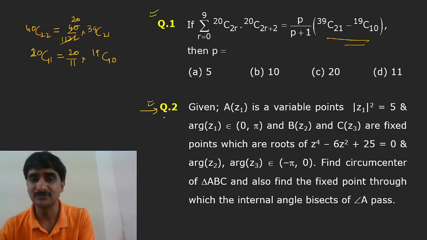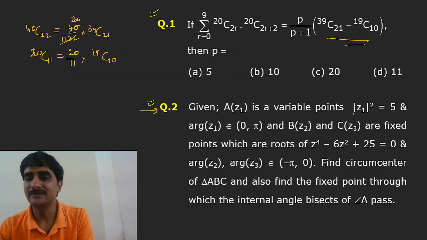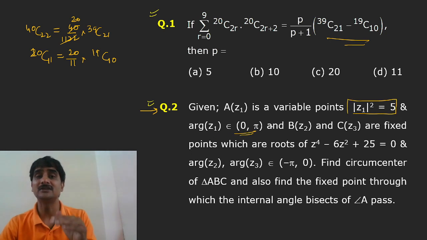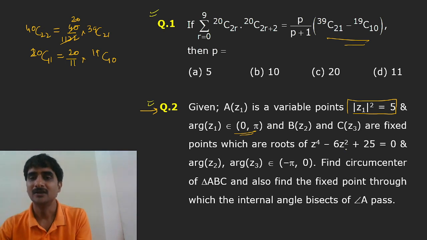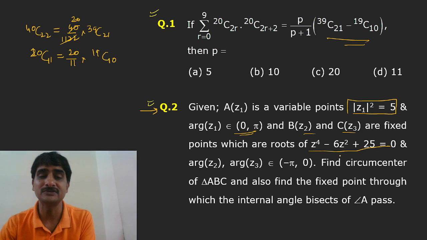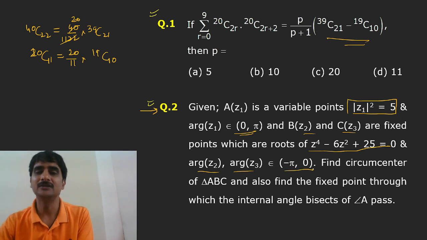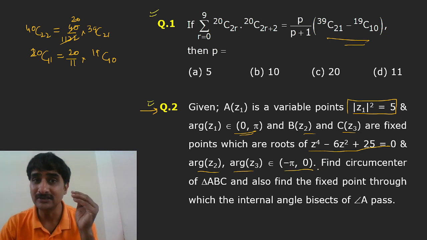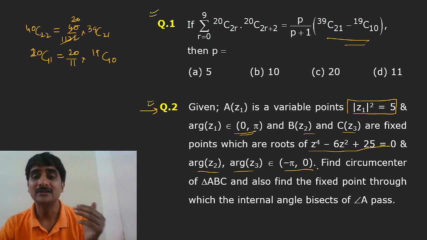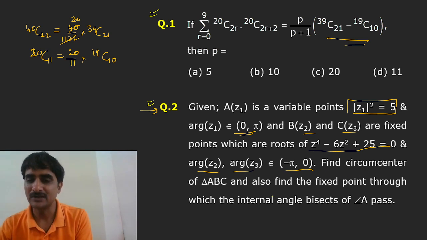Now moving to the second question. It's a complex number question. Given that mod of z1 square is 5 and argument of z1 is between 0 to pi, that means it lies on the upper half of the Argand plane. z2 and z3 are fixed points which are roots of this equation. It has 4 roots, and we have to get two of them whose arguments are in the interval minus pi to 0. That means we need to consider those 2 points which lie in the lower half. Find the circumcenter of the triangle ABC and also find the fixed point through which the internal angle bisector of angle A passes.